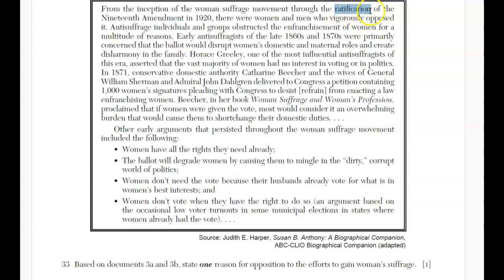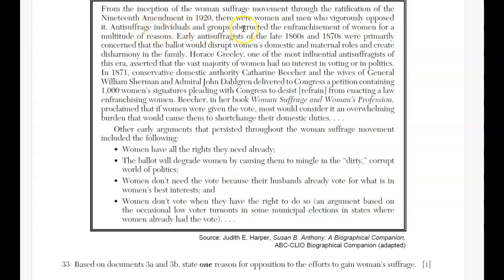Remember, to change the Constitution, you need an amendment. An amendment must be approved by both houses of Congress with a 2/3 vote each, and then must be approved by 3/4 of the states. It's got to go out state to state to state. 3/4 have to approve. That's ratification. Then it becomes part of the Constitution. So from the beginning of the women's movement through ratification of the 19th Amendment in 1920, that's the one that gave them the vote, there are women and men who vigorously opposed it.